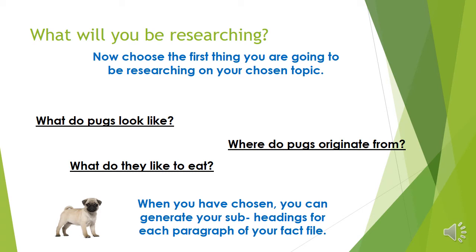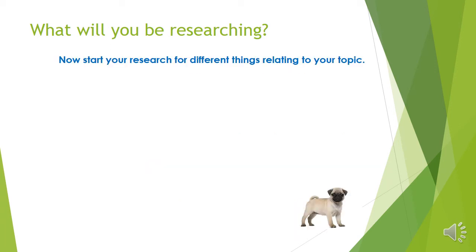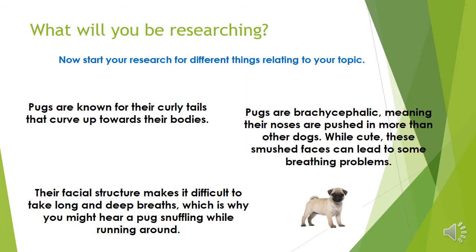So far you've got your heading, which is your title, and then you've done a subheading for your first paragraph, and that's what we're going to be looking at today. Now you can start researching the things that are relating to your topic for your first paragraph. I chose to think about and research, what do pugs look like? These are some of the facts that I found.